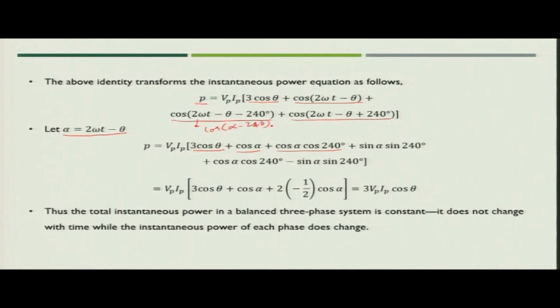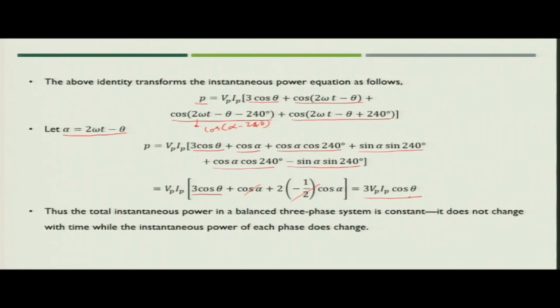So, if you expand, you will get cos alpha cos 240 plus sin alpha sin 240. Similarly, for this term you will write cos alpha cos 240 minus sin alpha sin 240. Now, if you further simplify, you will get Vp Ip, and in the bracket you will be left with only 3 cos theta, because these two terms will cancel out. So, the total instantaneous power for a 3 phase system you will get as 3 times Vp into Ip cos theta.